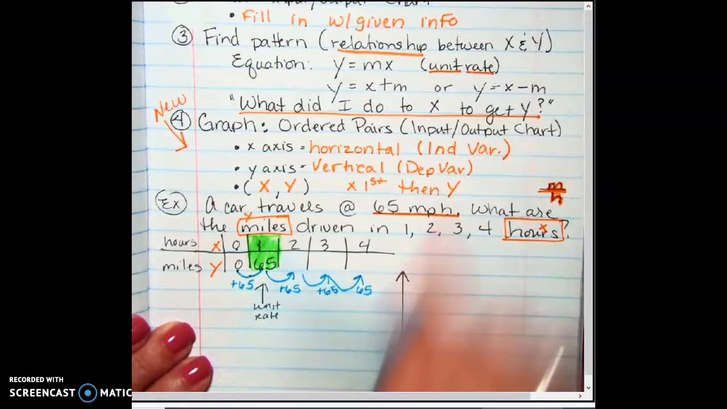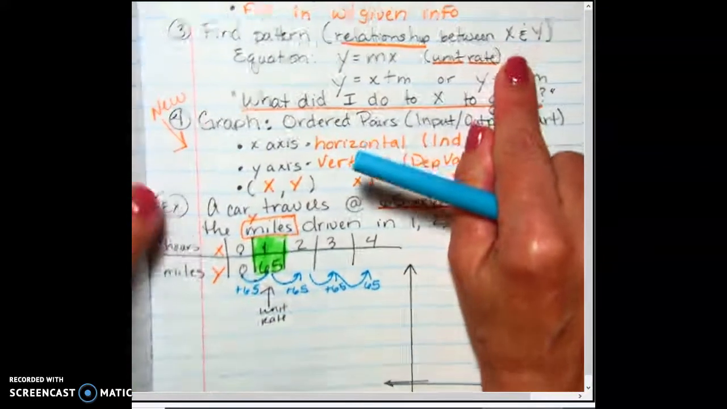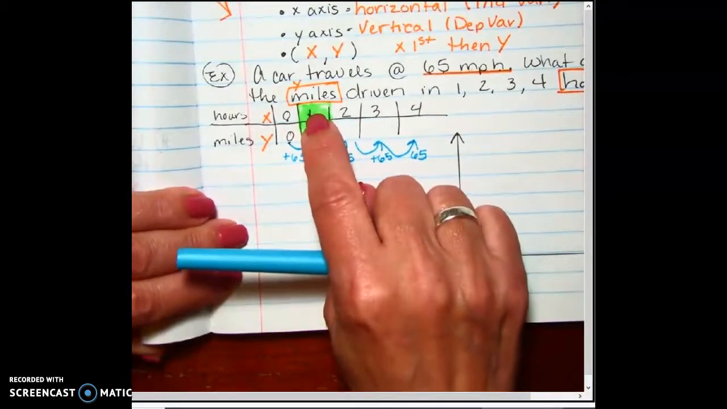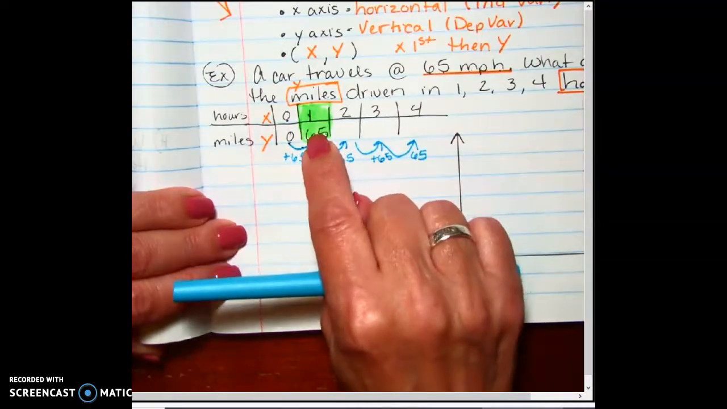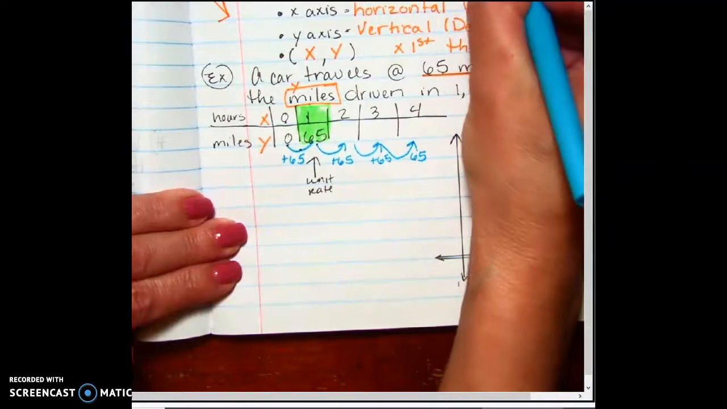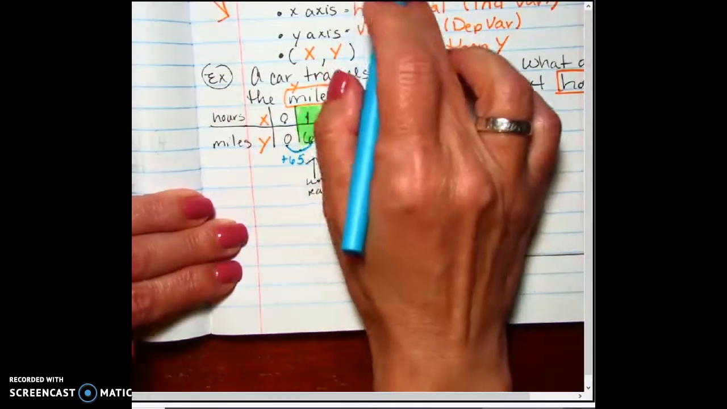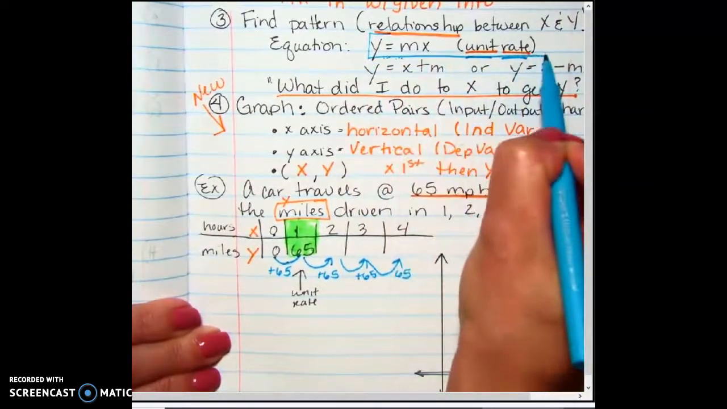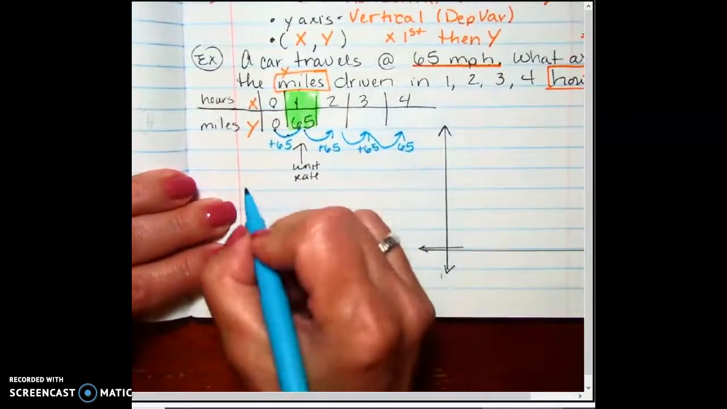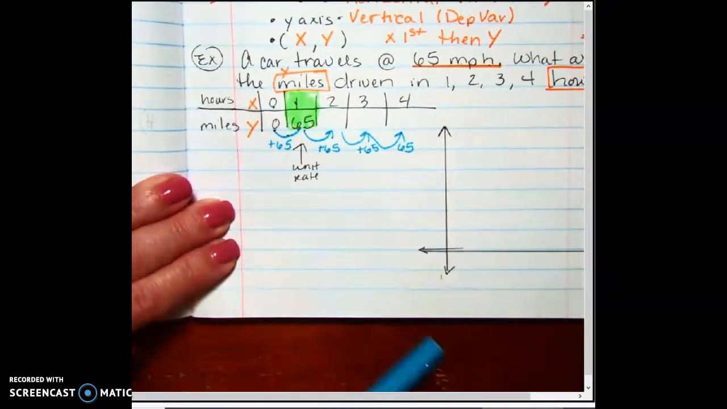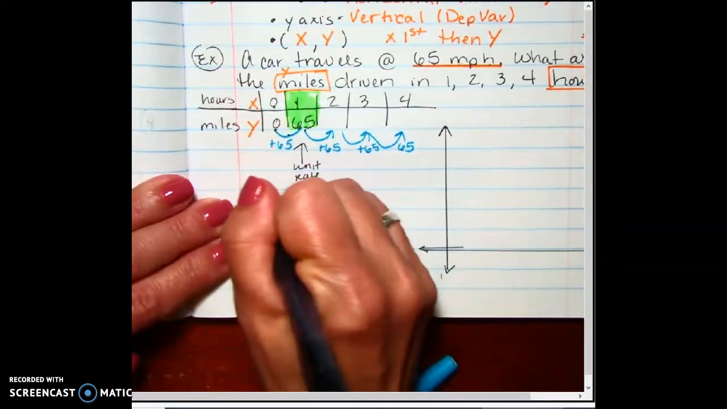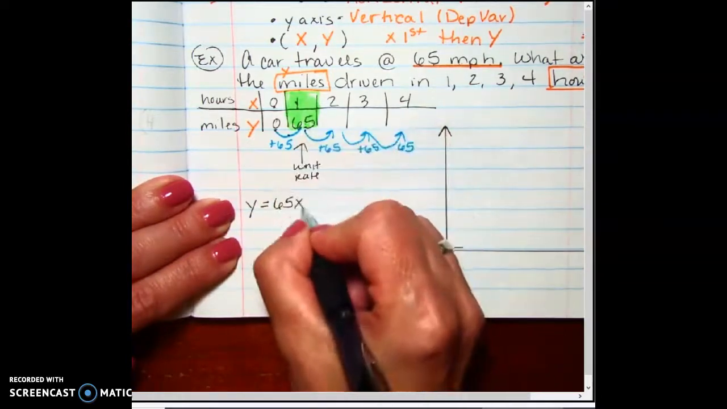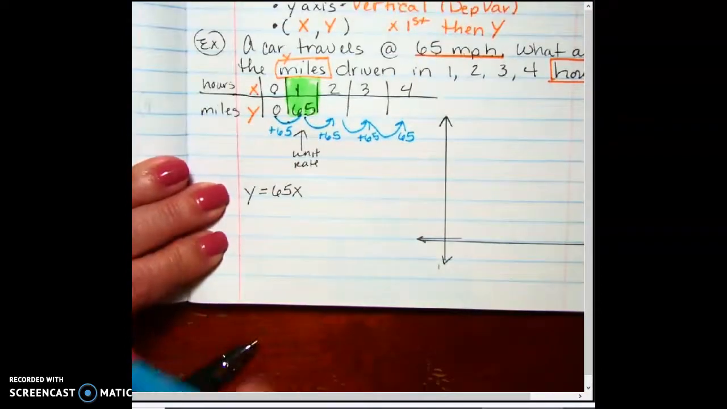But I said we want to look at the relationship between x and y. So this is just a relationship within y. Well, what did I do to x to get y? Since we are working with a unit rate, I can use this. Oops, sorry. I can use this equation. This equation is for a unit rate. So I'm going to write y equals 65, my unit rate, times x. Let's see if it works.